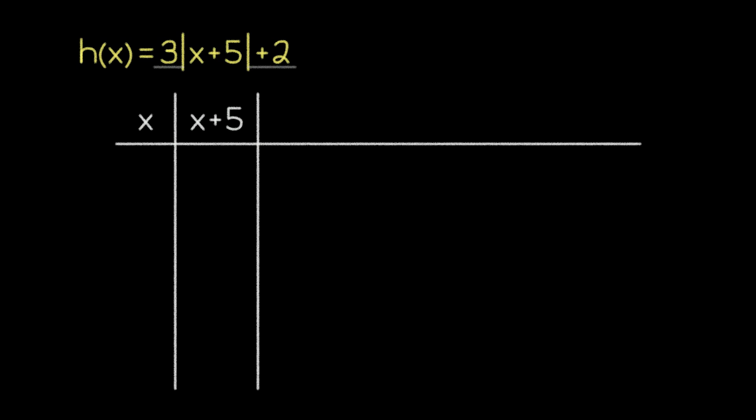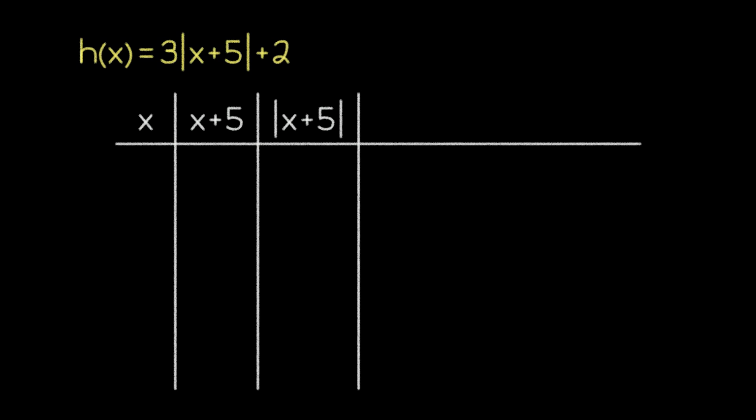But this ignores one crucial step. These are no ordinary parentheses in the problem. These are absolute value bars. In fact, once we've added 5, our next step is to take the absolute value. So we'll add that to our table.